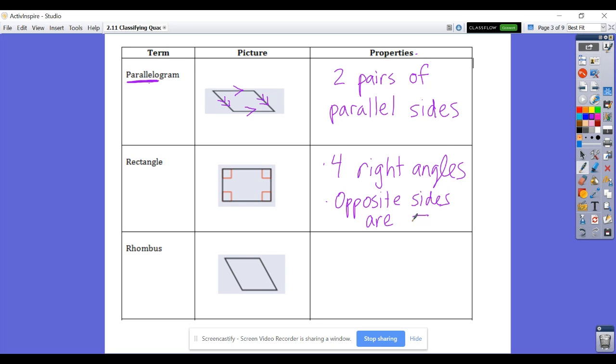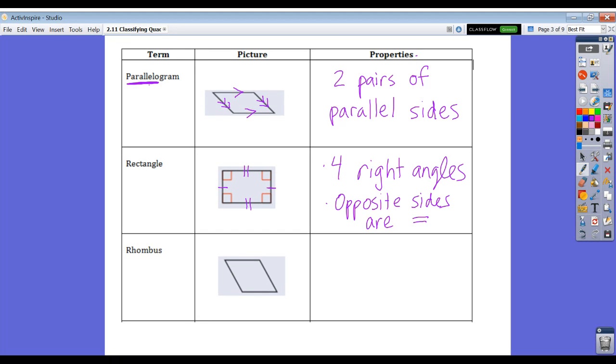And I'm going to use a shortcut, just draw an equal sign for equal. So we'll use our math notation here to show that this side equals this side, they're opposite, and then this side equals this side. When you draw 2 tick marks, it kind of looks like an equal sign even. So that's how mathematicians indicate that on the shape.